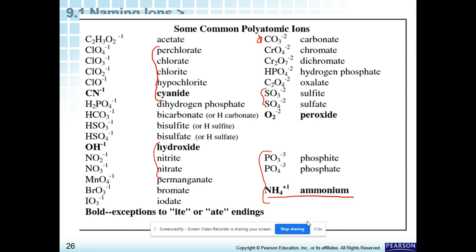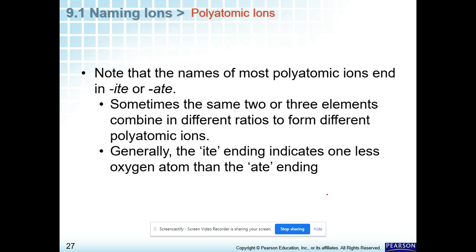The other thing that I want to point out is notice that most of them end in ate or ite. And down here, the only ones that don't end in ate or ite are the ones that are bolded. So hydroxide, cyanide, and ammonia are 3 common ones that we will use that do not end in ite or ate. Like I've just stated, many of them end in ite or ate, and that's because sometimes the same 2 or 3 elements combine in different ratios. All it means is the ite usually has 1 less oxygen than the ate.